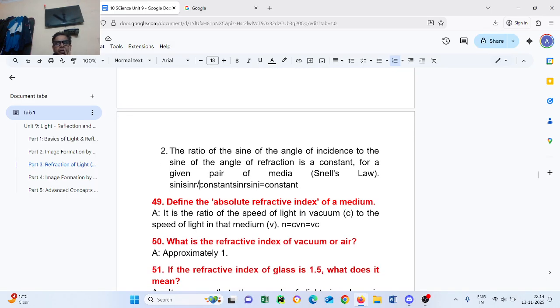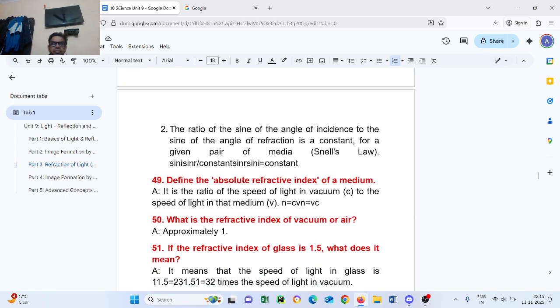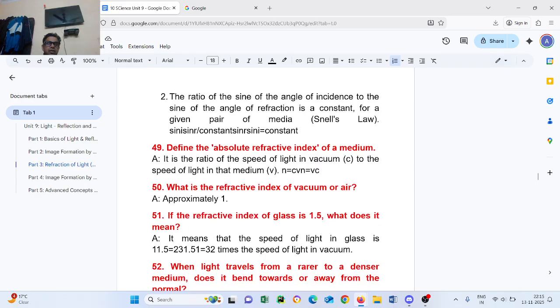Define the absolute refractive index of a medium. It is the ratio of the speed of light in vacuum to the speed of light in that medium. μ = c/v. What is the refractive index of vacuum or air? Approximately 1.